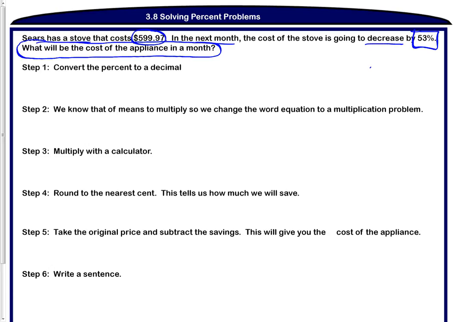So again, I've got a series of steps for you. Your first step is to convert the percent to a decimal. So our percent is 53%. When we convert that to a decimal, we have 0.53.